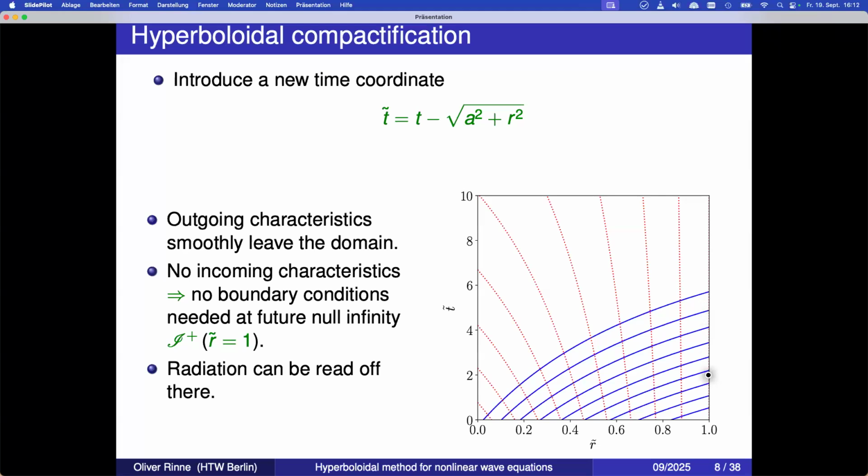So there's no problem here with this infinite blue shift. And also there are no incoming characteristics at r tilde equals 1. So this means we don't need any boundary conditions at r tilde equals 1, which we call a future null infinity, because this is the place where the outgoing null geodesics end up. And we can now read off the radiation at infinity at this place here, r tilde equals 1.